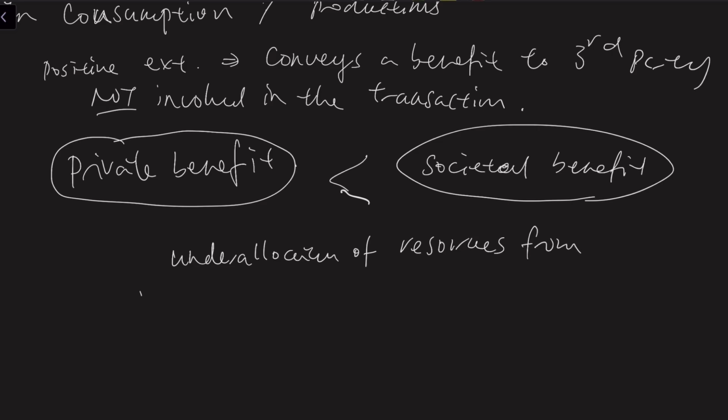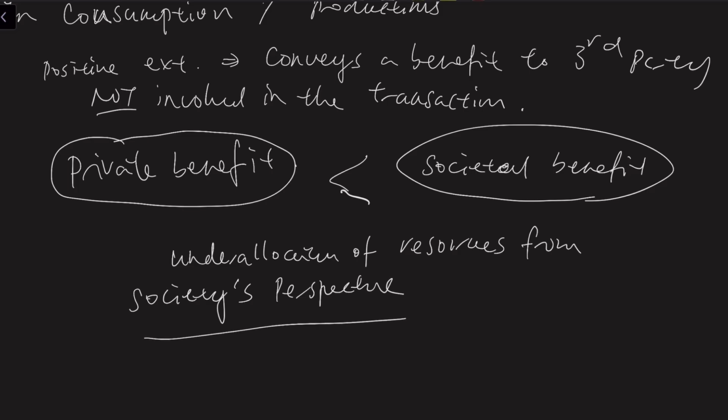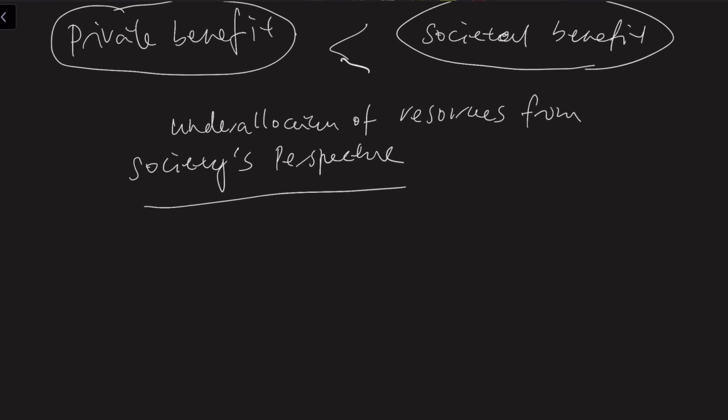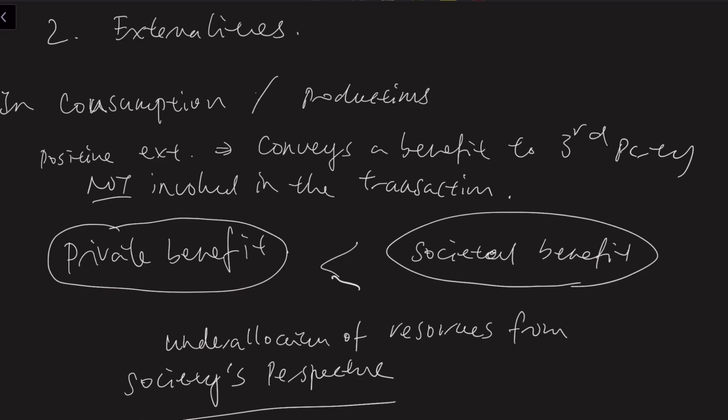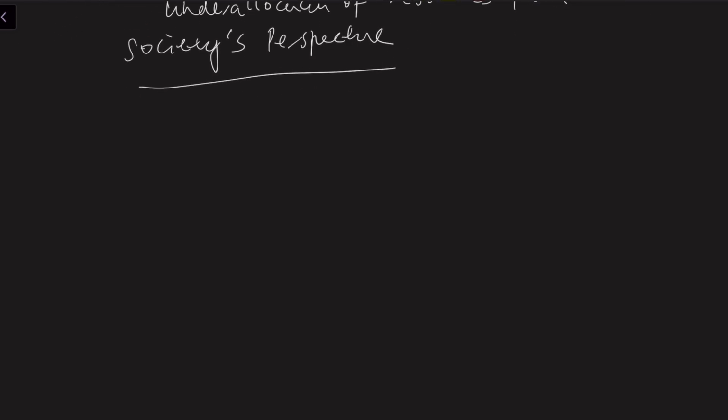From society's perspective, this is really important because from a private perspective, there is no under-allocation of resources since you are maximizing your own benefit. This is not covered in VCE economics, so it is useful to help you understand what is going on.